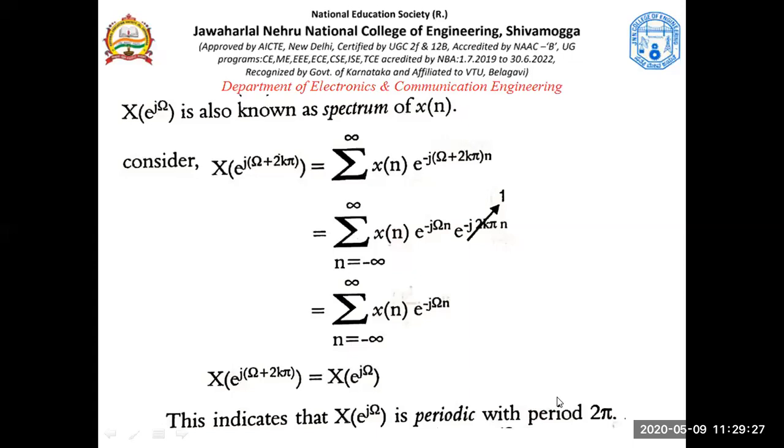Suppose you have some frequency domain signal. Into that frequency domain signal, you add 2π. That means again you are getting the same signal back. That means after every 2π radians per second, the same spectrum is repeating. So that's why this spectrum here is periodic.